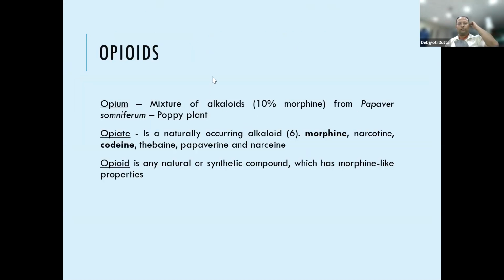Opioids. You know there are opium, opiate, and opioid. There are 3 terminologies. Opium is a mixture of alkaloids, which we get from the poppy plant. Opiate is actually a naturally occurring alkaloid: morphine, narcotine, codeine, thebaine, papaverine. These are naturally occurring. And opioid is synthetic. Opioid is synthetic, opiate is natural. That's it.